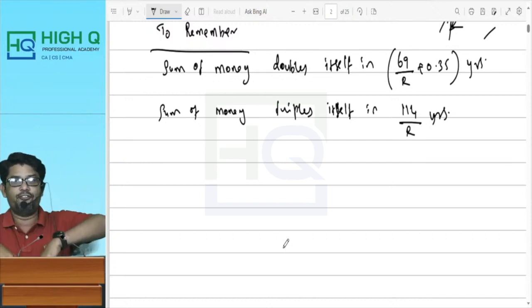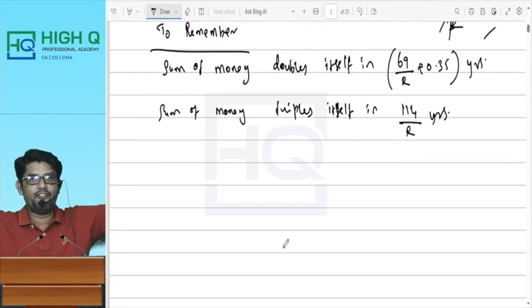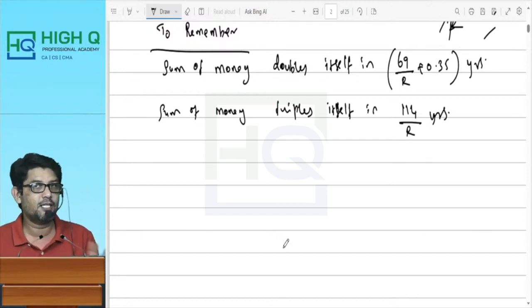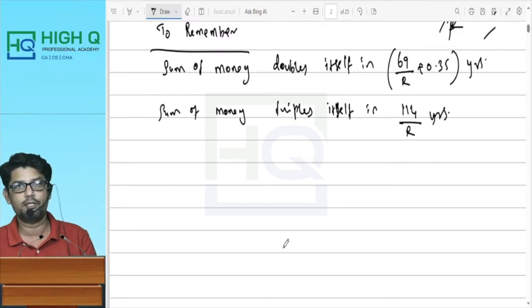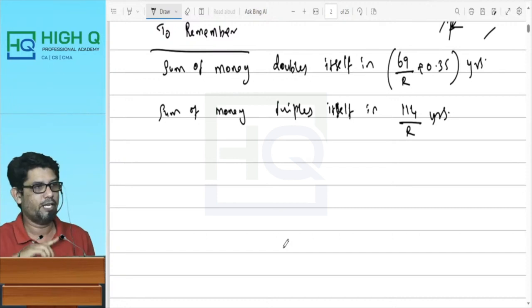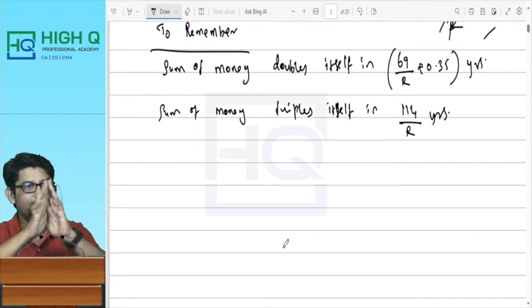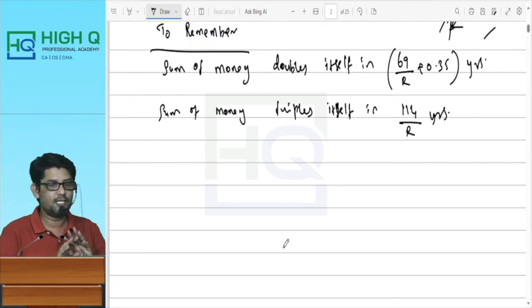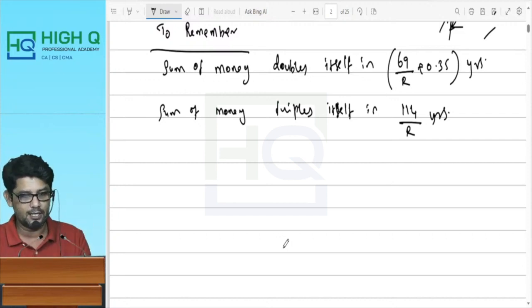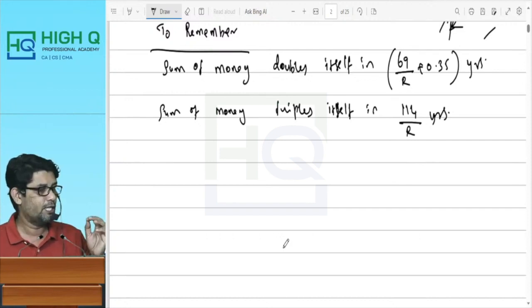Sir, what if the type of interest is not mentioned? Then what to do, sir? It's a valid question. Except for one type of problem, the rest of the problems come without mentioning the interest. Then you should go with only simple interest. If interest is not mentioned, we should go with simple interest. Is that clear, all of you? Say yes or no. Okay, simple interest.